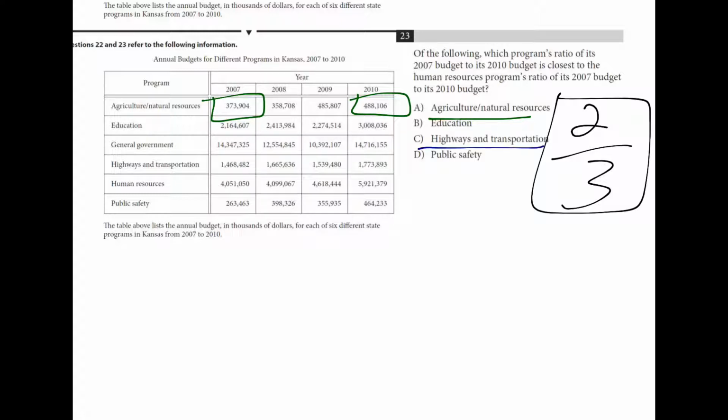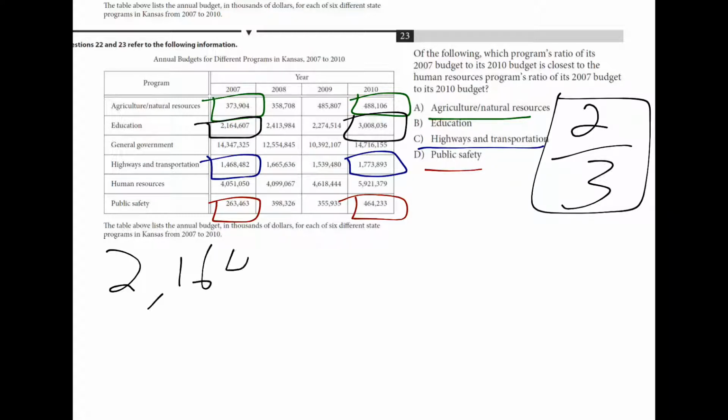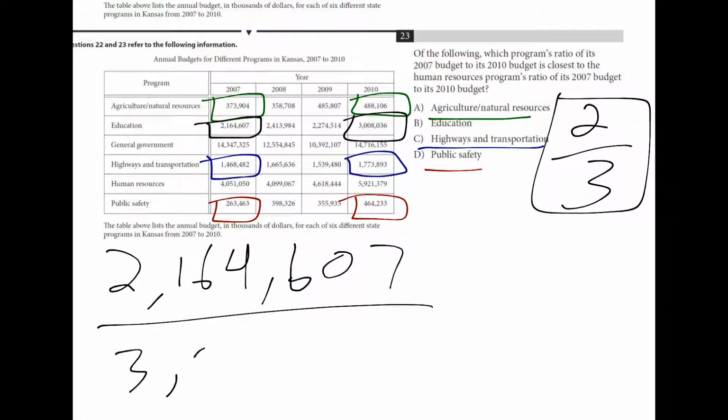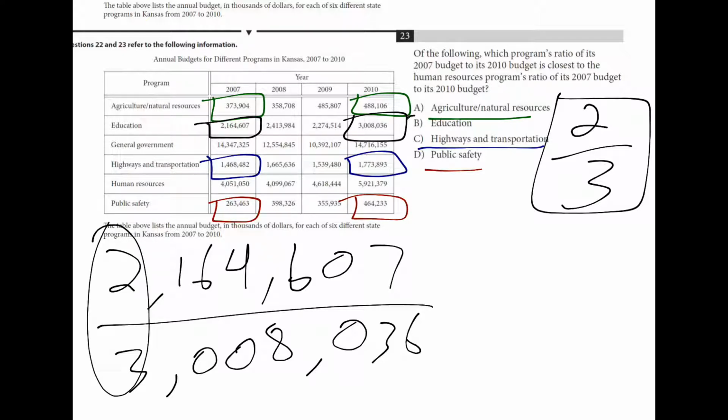If I look at highways and transportation, if I set these two up as a ratio, it's not 2/3. Similarly, for public safety, if I set these two up as a ratio, it's not 2/3. But for education, 2 million or so divided by 3 million or so definitely has a similar ratio to 2/3. The same trick, I only look at the most significant digits, and I'm looking at 2/3. That's why B is the best answer.